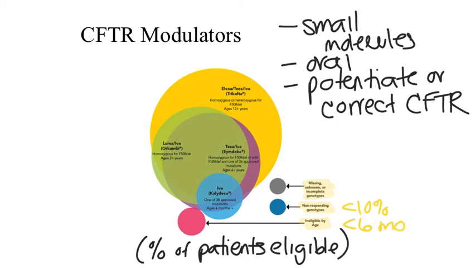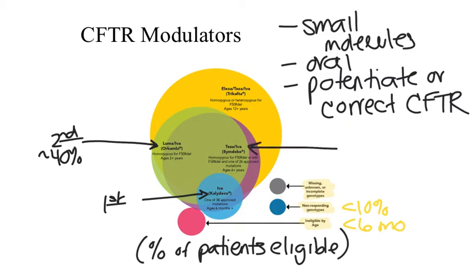The first CFTR modulator that was developed was ivacaftor, or Kalydeco. It is approved for one of 38 specific mutations in children 6 months and older. The next therapeutic that was developed is the combination of lumacaftor and ivacaftor, or Orkambi. Approximately 40% of patients with cystic fibrosis are eligible for Orkambi, as it targets patients who are homozygous for the F508 delete mutation. The next combination was tezacaftor and ivacaftor, or Symdeko.